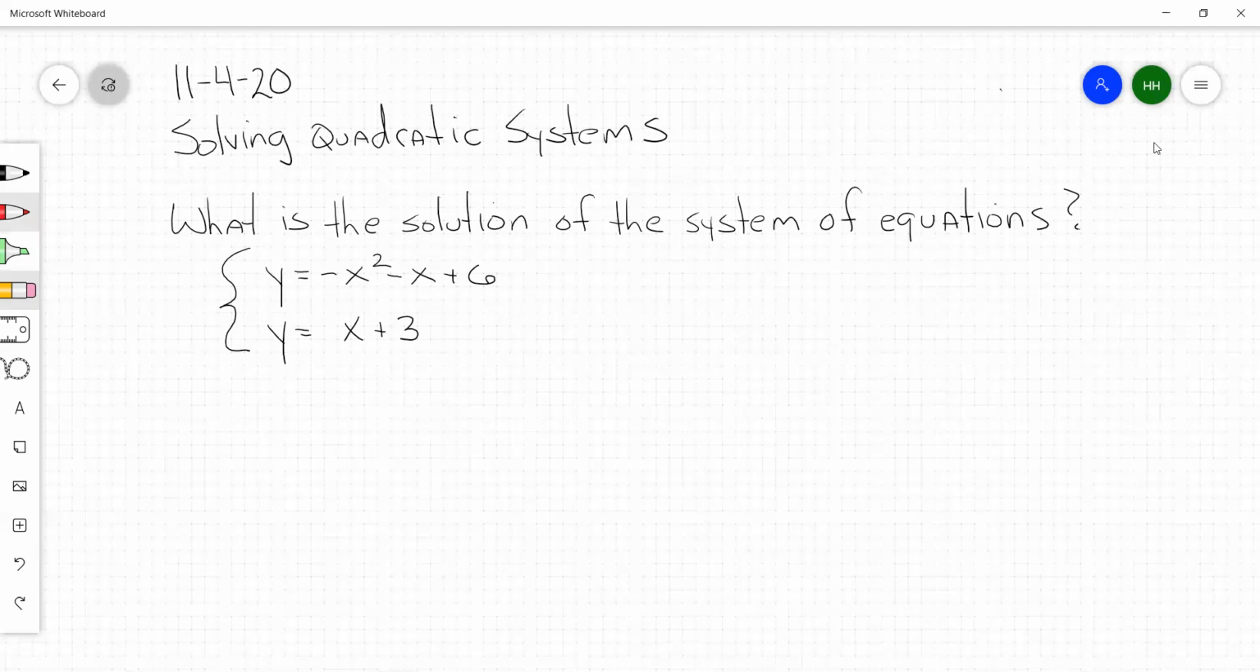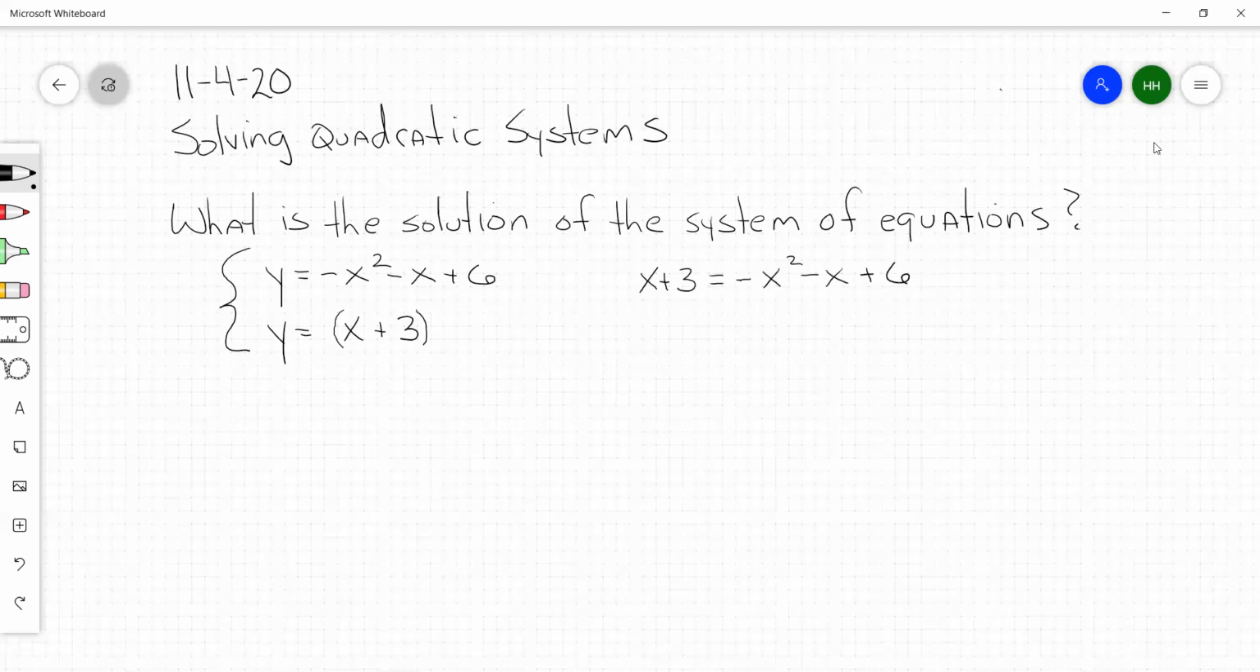All right. We need to solve for x and y. So look, first of all, if y is equal to negative x squared minus x plus 6, and y is also equal to x plus 3, you can take this x plus 3 and write it in the top equation where the y is, because that's what y is equal to. So if you rewrite this, x plus 3 equals negative x squared minus x plus 6. That's what you got.